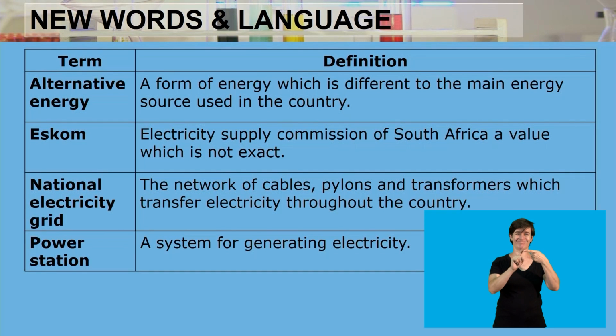Now, throughout this lesson, there are certain words that you're going to be using to better explain the main concept when we are talking about the generation of electricity. So we're going to be using words such as alternative energy, Eskom, national electricity grid, and then lastly power station. Those words are going to be used to better explain the main idea, being the generation of electricity.